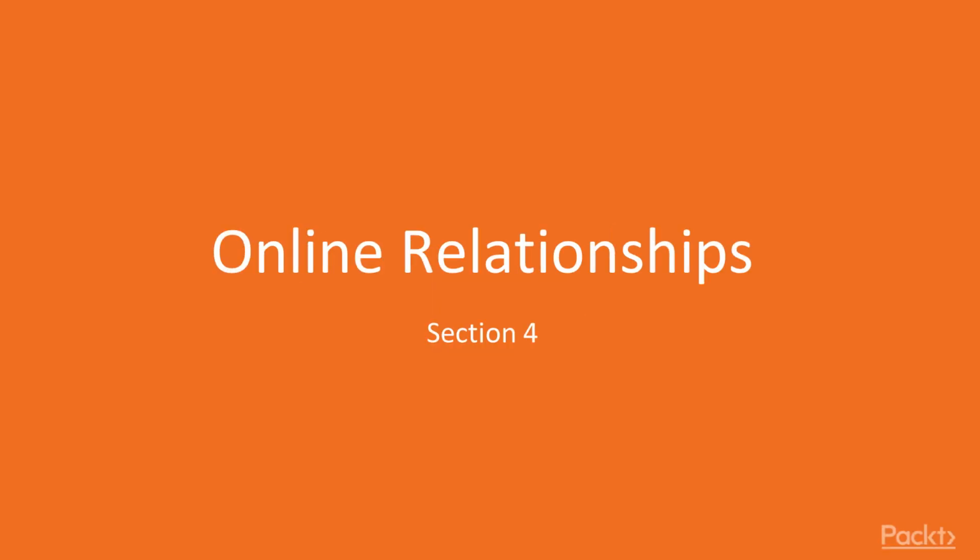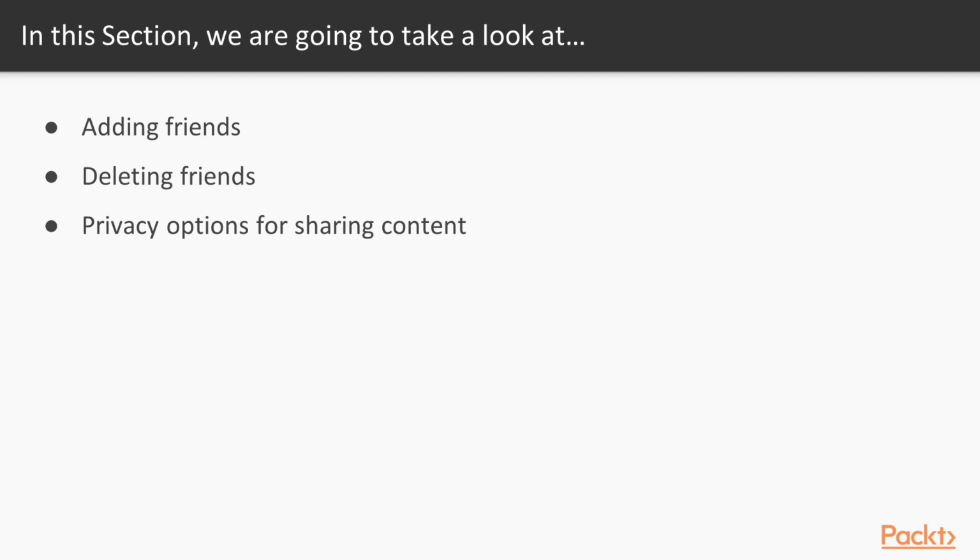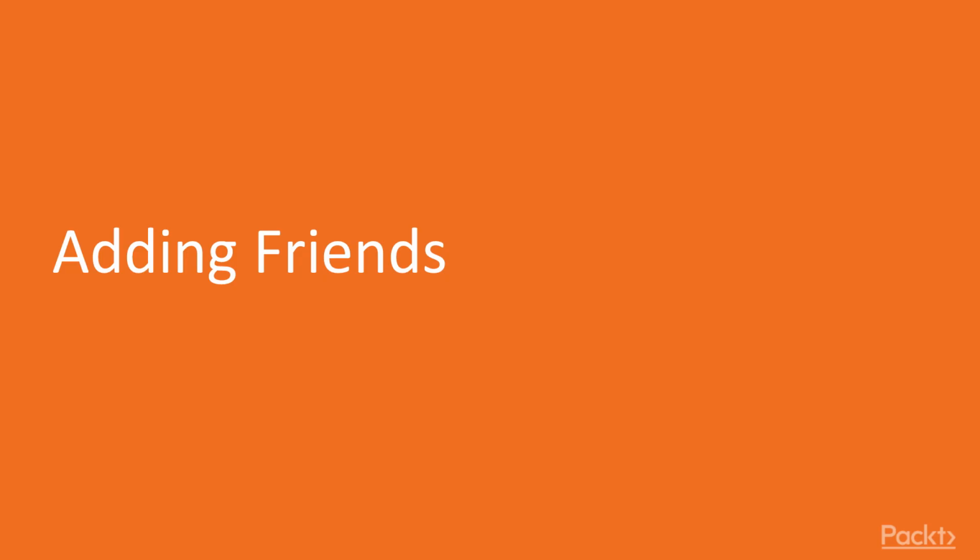In the previous section, we've created backend for core functionalities of our social network application. In this section, we're going to focus on relationships between our users. In this section, we're going to cover adding friends, deleting friends, and privacy options for sharing content. In this video, we're going to create adding friends mechanism.